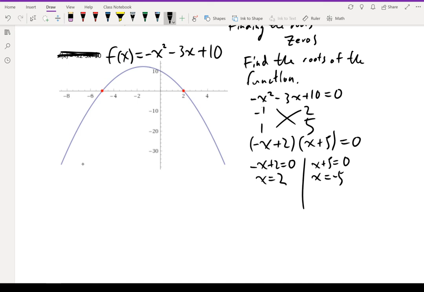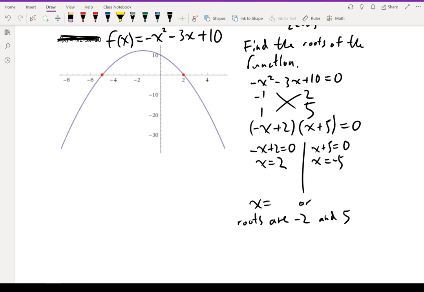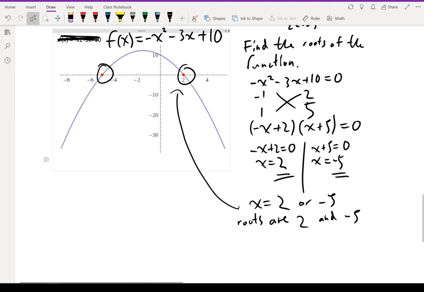And so our roots, x is equal to negative 2 or 5. Oh, sorry, this is 2. I wrote it wrong. I swapped it around. I was wondering why it looked kind of weird. I even wrote it x equals 2 and negative 5 here, but I wrote it wrong. 2 or negative 5. There you go. So the roots are 2 and negative 5. And does that coincide over here? That's 2, and that is also negative 5.